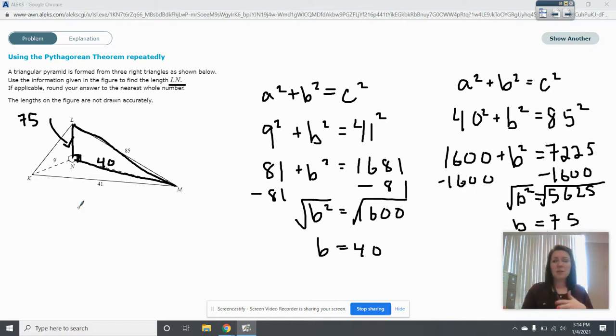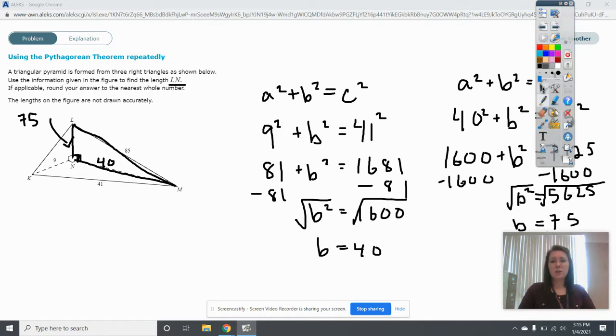So same as the last problem that we did, we had to use Pythagorean theorem here in order to fill in some information that allows us to use Pythagorean theorem the second time to give us the answer we care about. So that is using Pythagorean theorem multiple times, or we call that repeatedly, to find an answer.